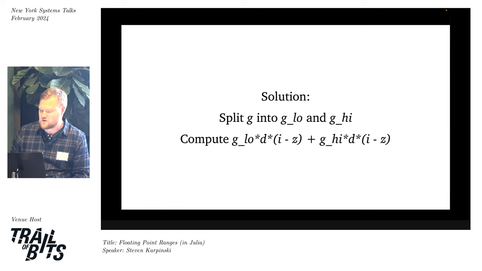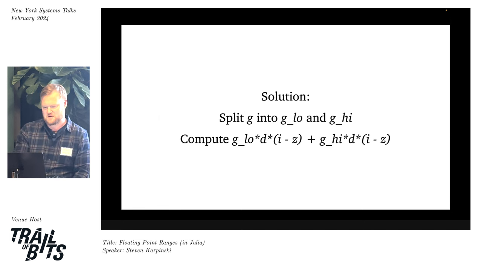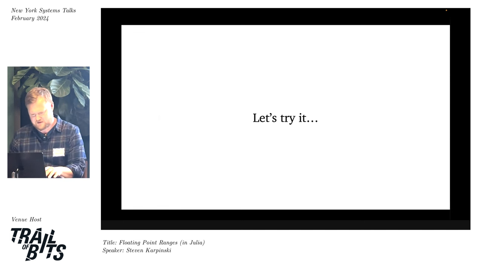So what you can do, this is a classic numerical computing hack. You split G into G low and G high, where high is the high order bits and low is the low order bits. Essentially, it's not like you have G and then you figure this out. What you're actually going to do is write the algorithm in such a way that you figure out G high and G low as separate things. And then you can compute this sum. So it's basically just splitting it up. Okay, so let's try it and see if that actually works.